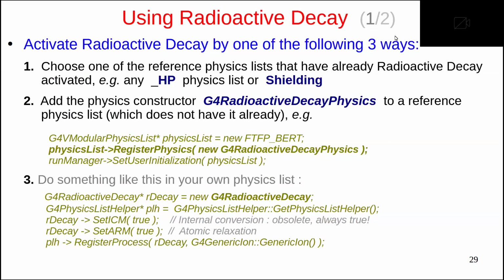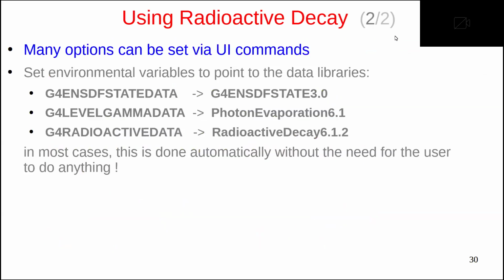To use radioactive decay, there are two ways. One, which is the best and simplest, is to use one of the physics lists where radioactive decay is already activated. If you take any of the HP physics lists or shielding, this is the case. Another is to take a physics list without radioactive decay, like FTFP, and with one line of code, use what is called a physics list constructor on top of a physics list to enable radioactive decay. Or you can go into even more detail, enabling it piece by piece, but this is something that we don't recommend, though it's possible to do it this way as well.